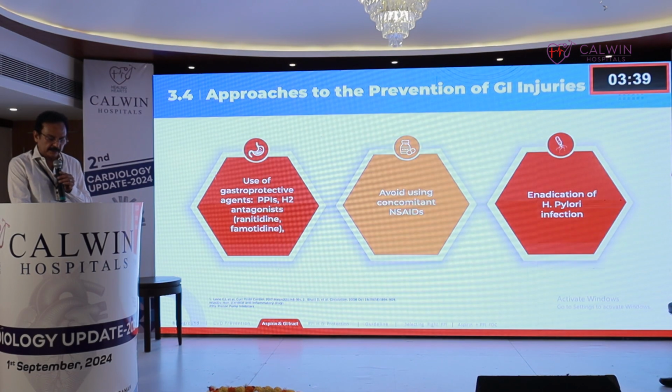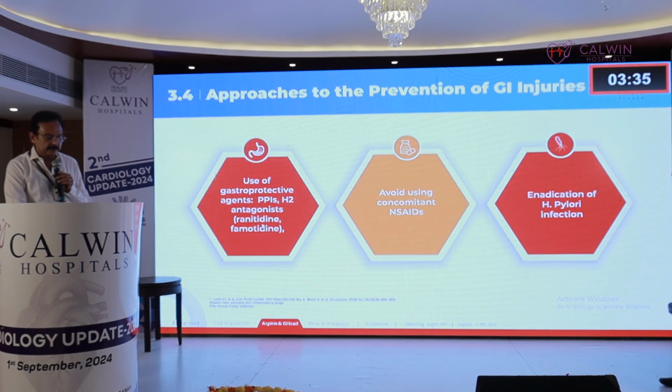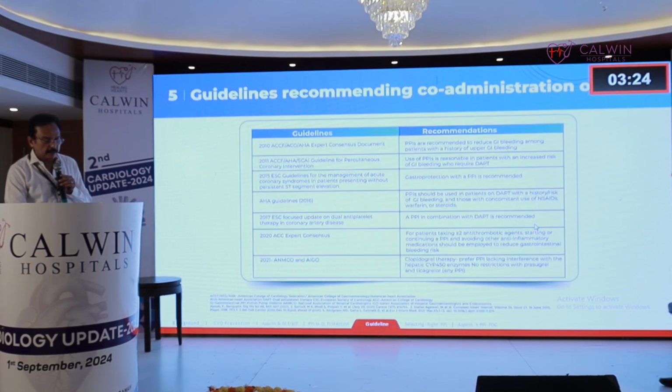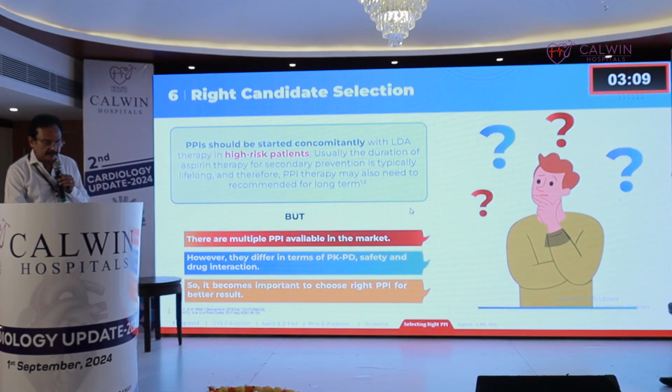over to single antiplatelet. And very important, to prevent GI bleed, we have agents like PPIs, that is the pantoprazole group of drugs. Avoid using NSAIDs. Eradicate H. pylori infection. That is a very important thing. In most patients, what most of the guidelines say is, if somebody is on dual antiplatelet, it should be covered with a PPI, something like pantoprazole, to prevent GI bleed. So that is a recommended guideline.